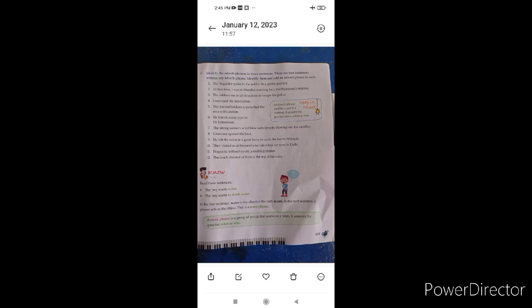In the second sentence, the boy wants to drink water. To drink water is a noun phrase. Now you can see the boy is subject, wants is verb, and to drink water is object. To drink water is a complete group of words, and it acts like a noun, and it is placed in the object place. So we can say that it is a noun phrase. In the sentence, the phrase acts as an object.